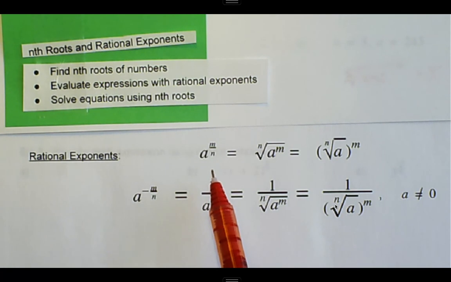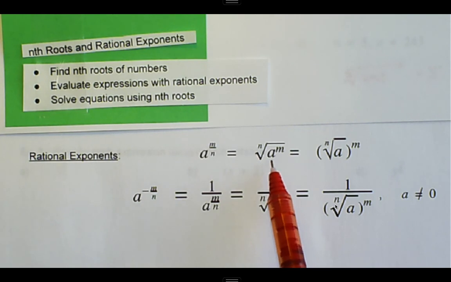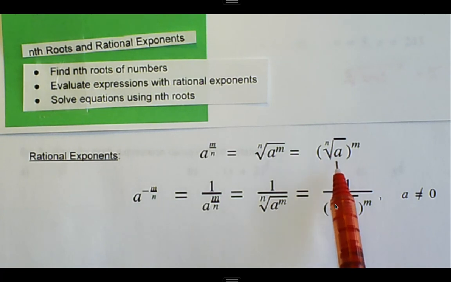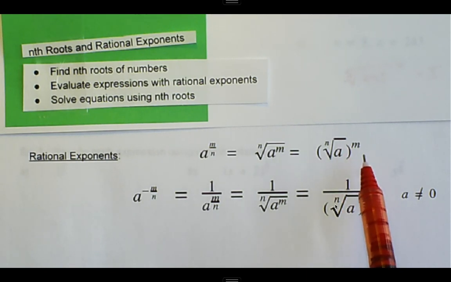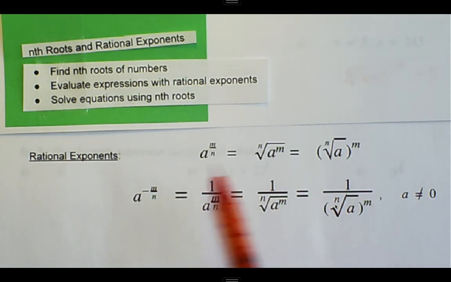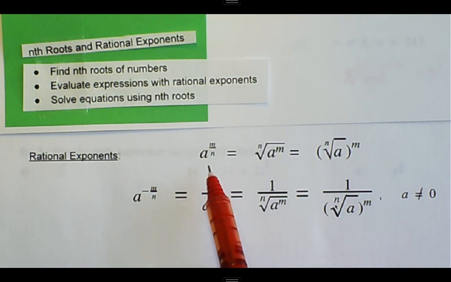Starting with a raised to the m over n power, that is equal to the nth root of a to the m, or you can also write it as the nth root of a, and then whenever you solve that, outside of the radical you can have the m on the exponent out there. This works the same way in either direction. You can start with the radical form and work to the exponential form, or you can start with the exponential form and work to the radical form.